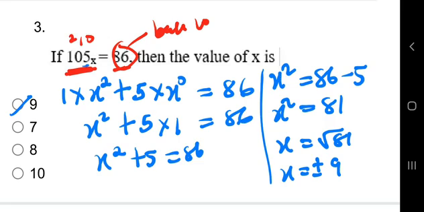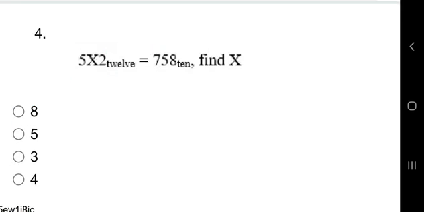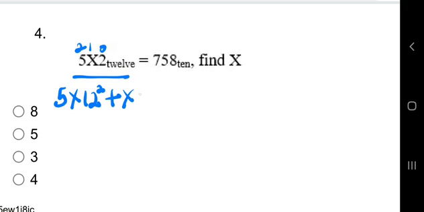Move to the next question, which is question number 4. Now, question number 4, we have 5x2 in base 12 equals 758 in base 10. So this one looks like the previous one, but in another form. So what we're going to do, we convert this to base 10, because the next one is in base 10. We convert it. This will be what? 0, 1, then 2. So that means we're going to have 5 multiplied by 12 raised to power 2 plus x multiplied by 12 raised to power 1. Let me rewrite this so that it does not look the same.